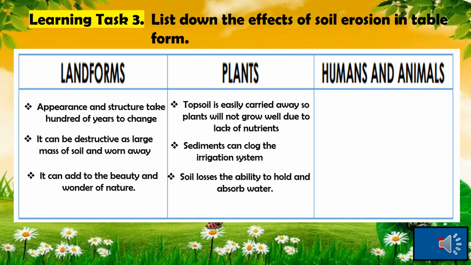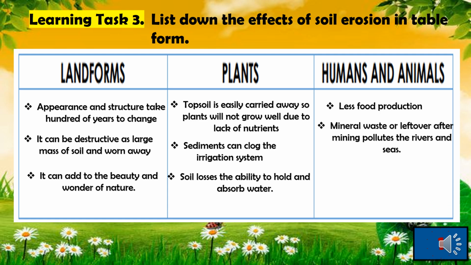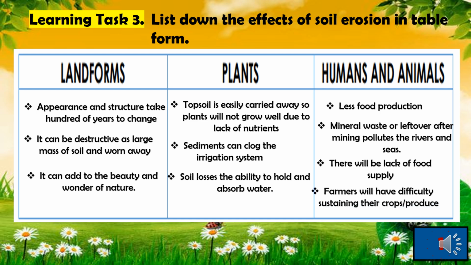And for humans and animals, we have the following effects of soil erosion. First, we have less food production. Next, mineral waste or leftover after mining pollutes the rivers and seas. There will be lack of food supply. And the last, farmers will have difficulty sustaining their crops or produce.